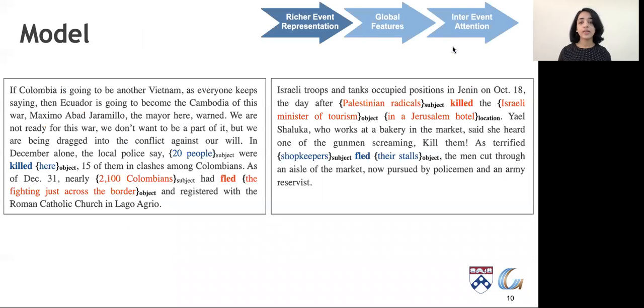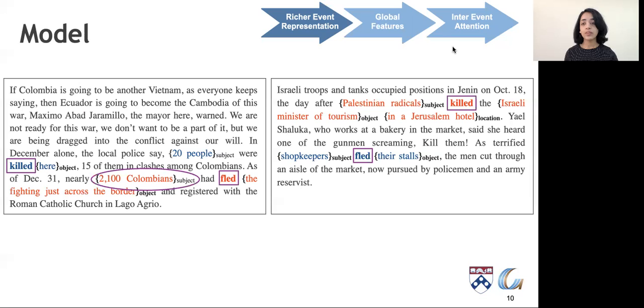Starting with the first one, let's look at these two documents. Both of these documents have a killed event and a fled event. As we can see from the annotation of the salient event in red, a fled event is salient in the document on the left, whereas the killed event is salient in the document on the right. This demonstrates what might be very intuitive to us, that just looking at the trigger word of the event is not sufficient to decide its salience.